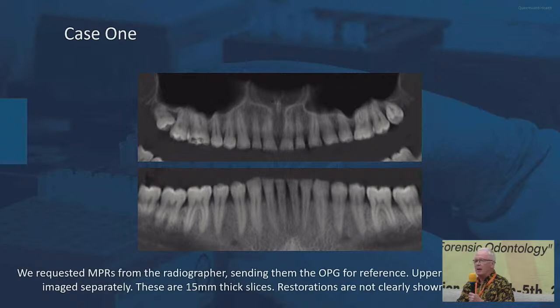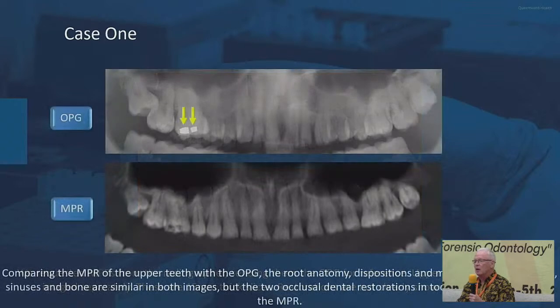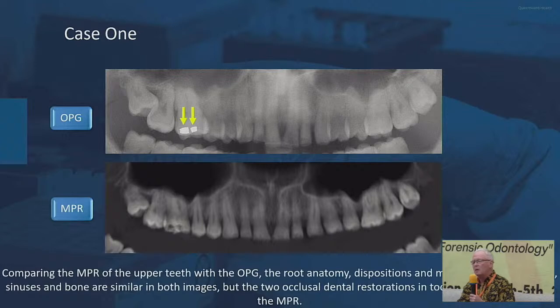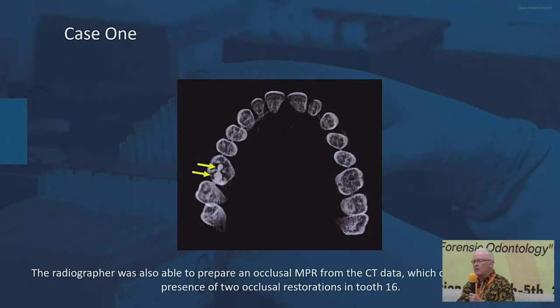What we have been able then to do is to ask the radiographers to go back and now do an occlusal reconstruction of the upper jaw. And when we do that, those fillings that are present on the OPG but are invisible on the MPR now become visible to us, and they're highlighted by the yellow arrows. So we are able to identify the presence of those fillings.